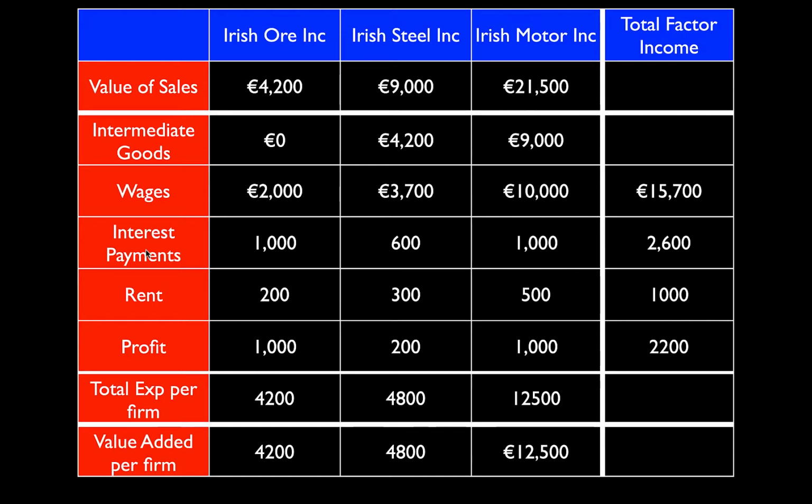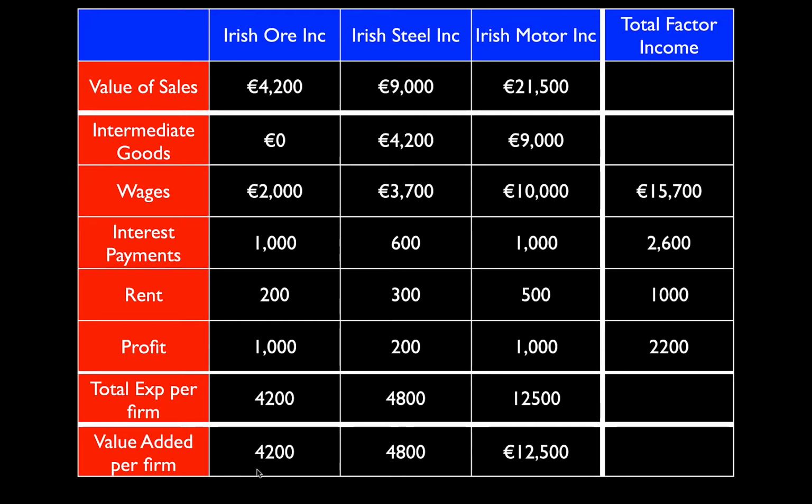If you look at the wages, the interest payments, the rent and the profit, these are all the income that is earned by all the different factors of production. Here are the wages earned by the workers in Irish Ore, the wages earned by the workers in Irish Steel, and the wages earned by the workers in Irish Motor Company. And the same is true for all of these. These are all just the different payments that each of these firms have to make to the different factors of production. Adding across, we get 15,700 in total wages earned in the economy, 2,600 in total interest payments paid in the economy, €1,000 in total rent paid in the economy, and 2,200 in total profit earned in the economy.